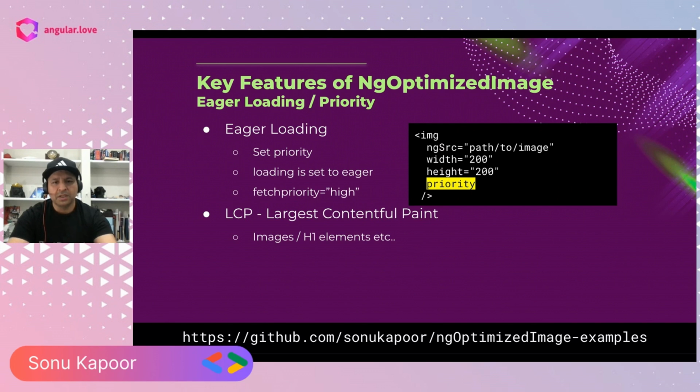So LCP is also known as the loading metric, used to identify how long it takes for the page to load. And most of the time, this is done by looking at the largest bit of content that is loaded. In many cases, that is an image element or an H1 element or something like that.